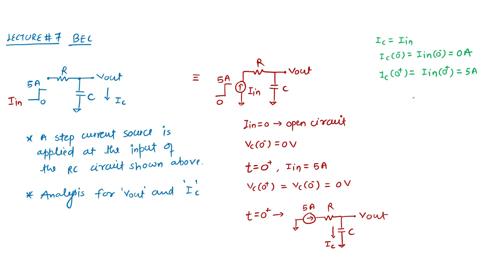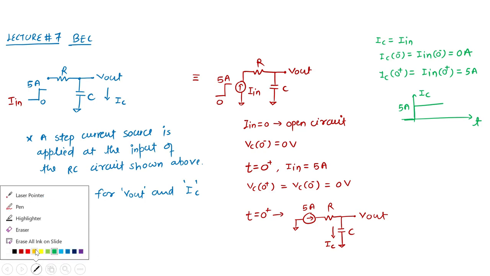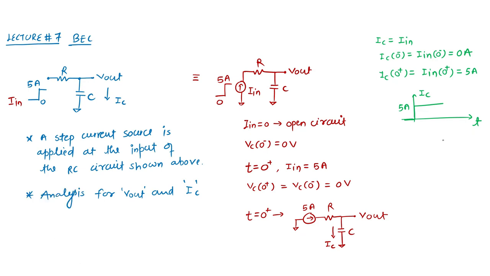So if I talk about this IC with respect to time, it is the current which is changing from 0 to 5 ampere. This is the value of the IC current. Now what to speak of the voltage of the capacitor?